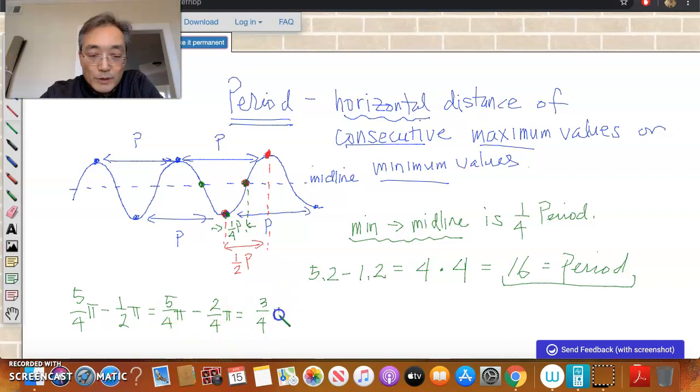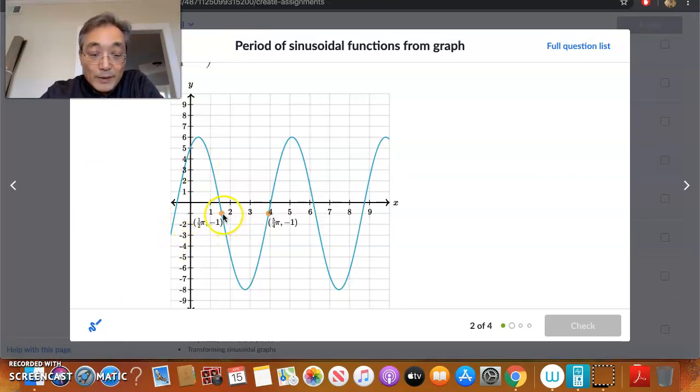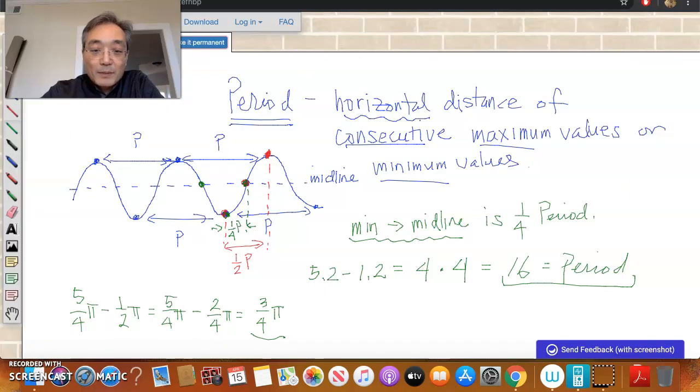But remember, this is only half a period. This represents only half, right? We're going from the midline downward, down to the minimum, and then up on the midline again, not down. That's only half. We've only finished half of a period. We got to do the other half. So now we got to multiply this thing by 2. That's going to give us 6/4 pi. And if we want to reduce this, that's going to reduce to 3/2 pi.